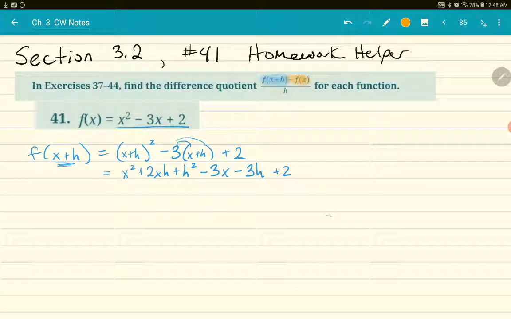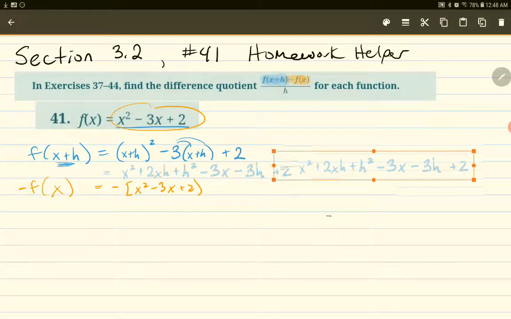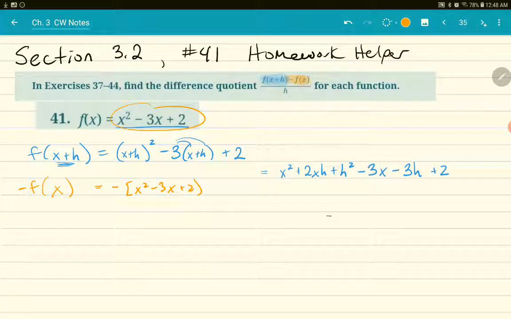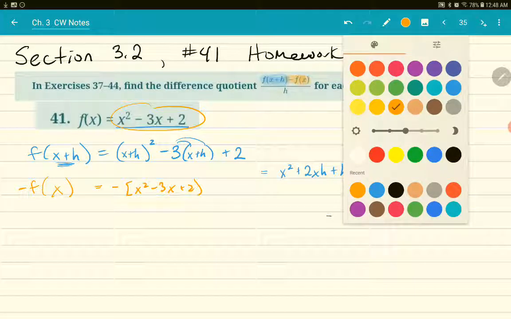Now for my second part of my numerator, I have a negative f of x. So that's this thing with a negative. So that's negative x squared minus 3x plus 2. Actually, I'm going to move this over here so I can line up my negative f of x, like terms, that's the word I'm looking for, sorry.